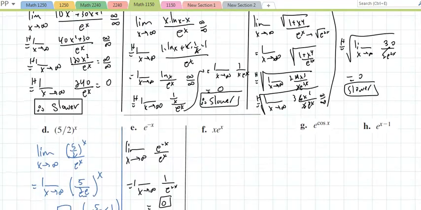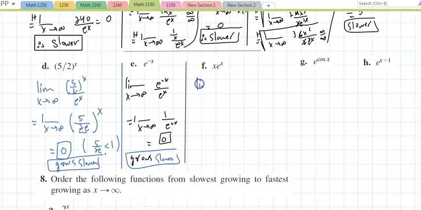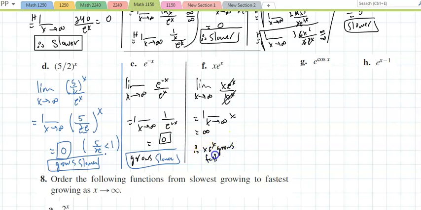So, looking at part F, if I take the limit as x approaches infinity of x e to the x over e to the x, those undo each other, and that will be the limit as x approaches infinity of x, which is infinity. Therefore, x e to the x, it grows faster.